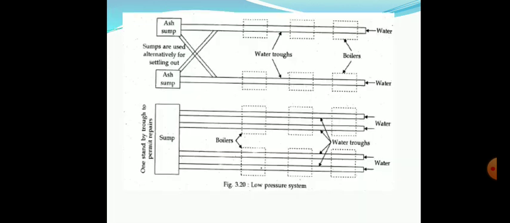So this is the low pressure system diagram. So here it consists of ash sump. Sumps are used alternatively for settling out, water troughs, boilers, water, and then one standby trough to permit repair, sump, boilers, water troughs, water.